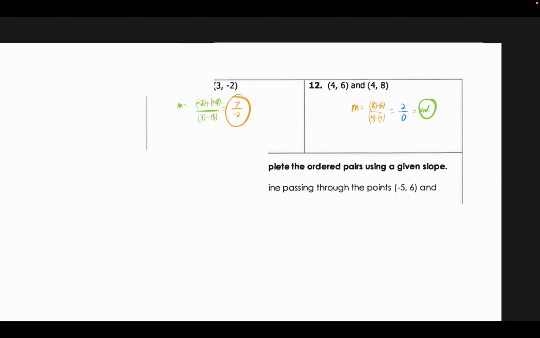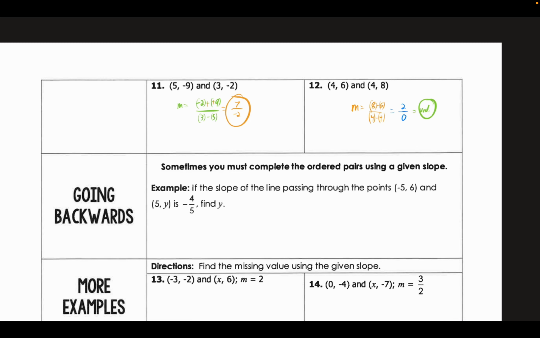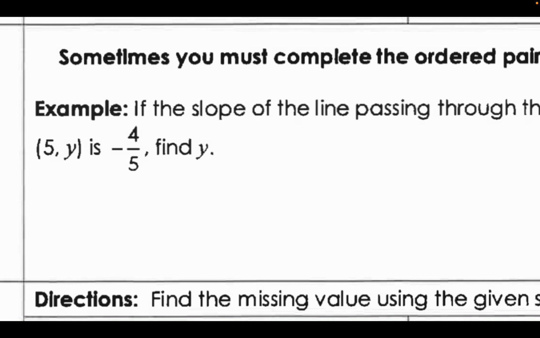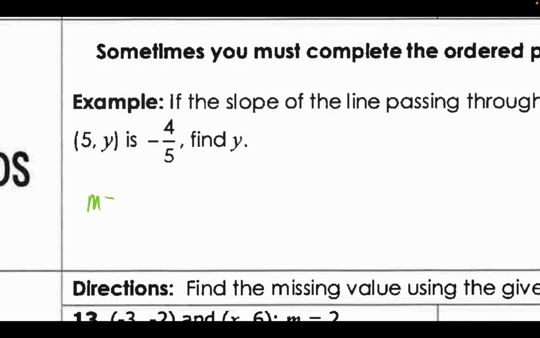Now, let's say we're going backwards. This is interesting. So sometimes you must complete the ordered pairs using a given slope. So for example, if the slope of a line passes the points negative 5, 6 and 5, y, aka you don't know the y value, but you know the slope is negative 4 over 5, find y. So what we do is we take our formula, remembering that our formula is m equals y2 minus y1 over x2 minus x1. And we'll plug in everything we know.